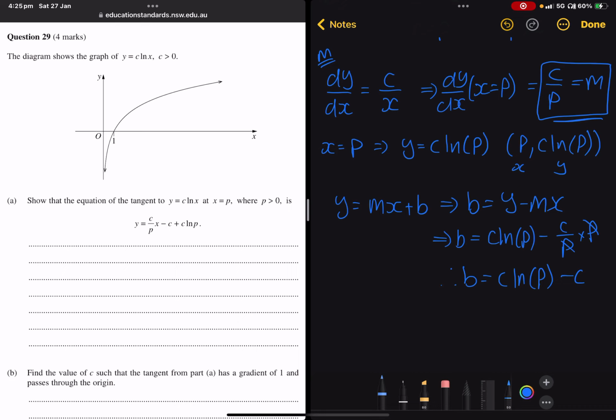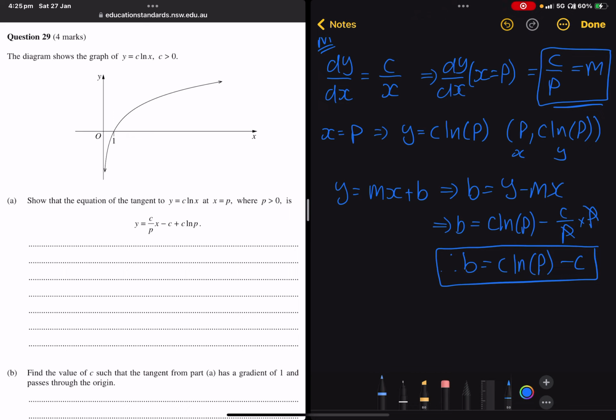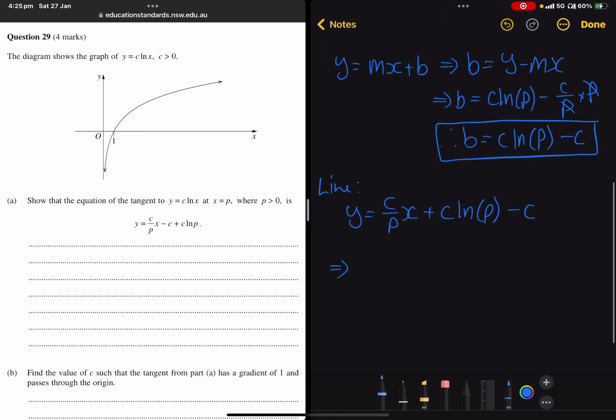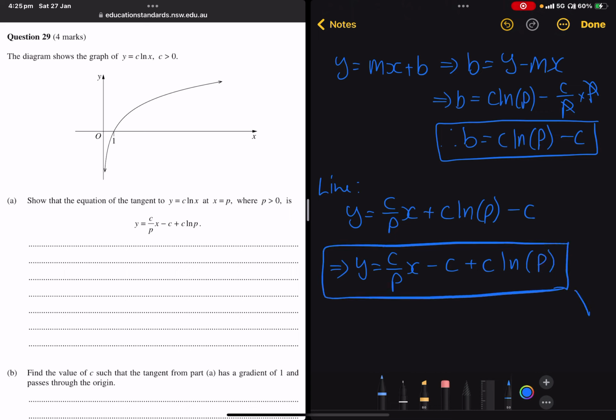So now we have the slope m up here. We have the y-intercept b down here. We just need to plug them back into the form. So the tangent line is going to be y equals c on p times x plus b, which is c ln of p minus c. Now this is the answer, but we could rearrange it. y is equal to c on p times x minus c plus c ln of p. And this is the answer. So this is the answer to part A.